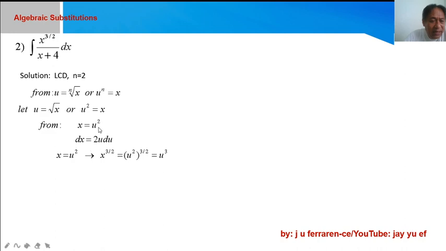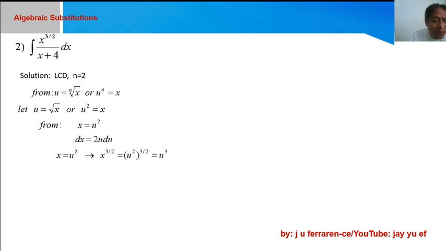Then, I'm looking for a replacement of x to the power 3 halves. So if my x is equal to u squared, raise this to the power 3 halves on both sides, correct? So x raised to the power 3 halves equals u squared raised to the power 3 halves. The product of 2 and 3 halves is equal to 3. That is why x to the power 3 halves is equal to u cubed. So I can now substitute into the given.